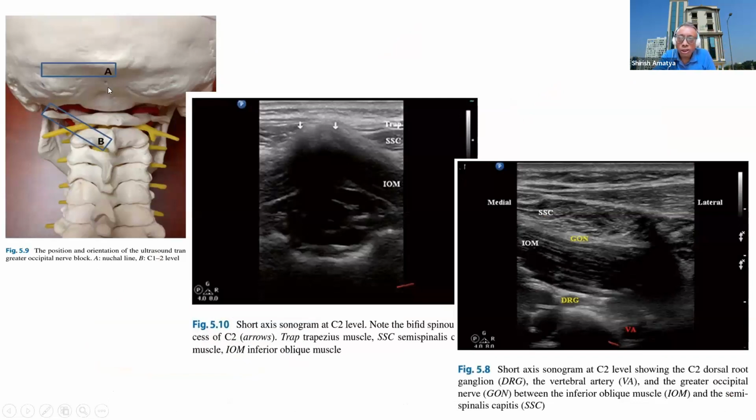So this is another picture. We are starting from the occipital protuberance. We are gradually sliding this transducer more caudally, and once we get this bifid spinous process, we orient the probe so that it lies along the long axis of the inferior obliquus muscle. Okay, so in this plane we can see this boat-shaped inferior obliquus muscle lying over the lamina of C2, and in between the semispinalis capitis muscle and inferior obliquus capitis muscle, we can see the greater occipital nerve. And in this area, we can inject in an in-plane direction from lateral to medial side to block the greater occipital nerve.